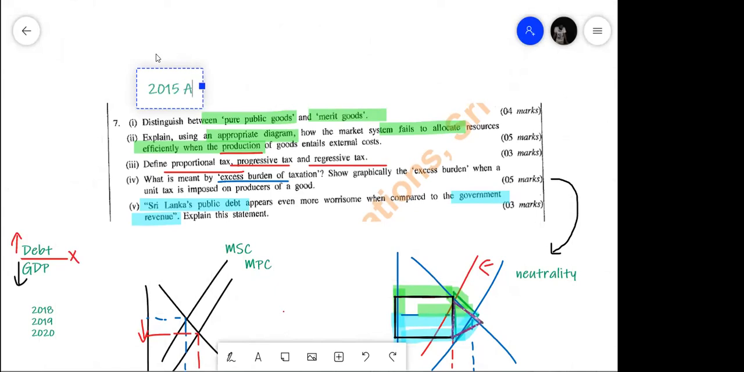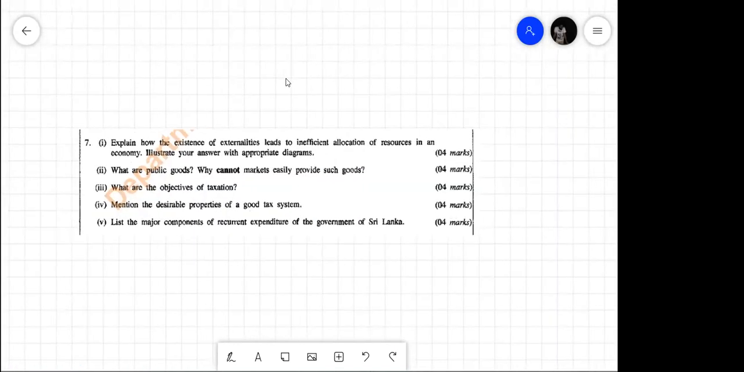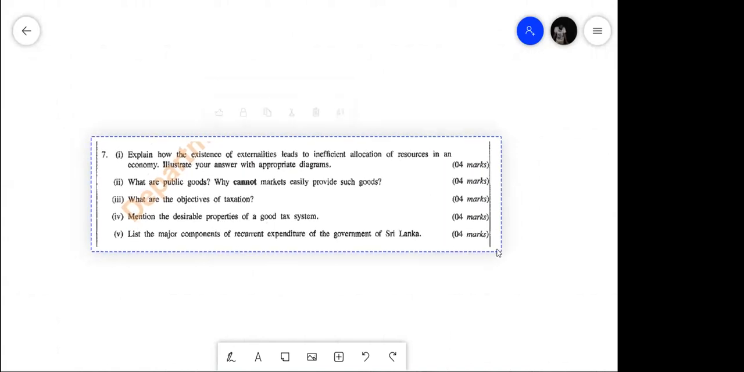We'll move on to the 2016 one. 2016 is one of the easiest questions, and that is where I went and wrote something crappy in 2017. Okay, so 2016.